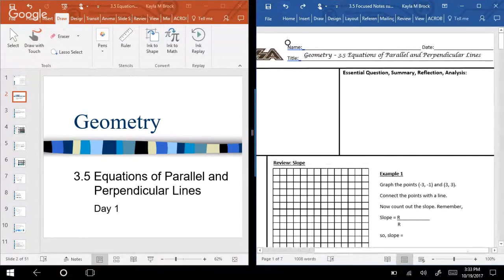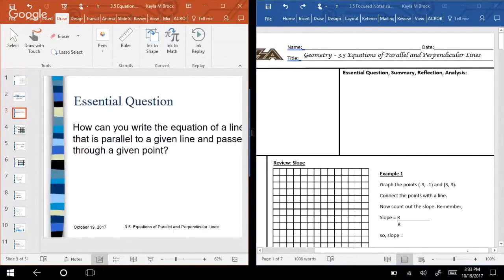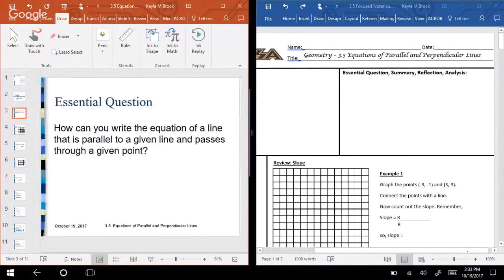Okay, 3.5 equations of parallel lines and perpendicular lines. The essential question for today is how can you write the equation of a line that is parallel to a given line and passes through a given point? So I'll go ahead and write that here.